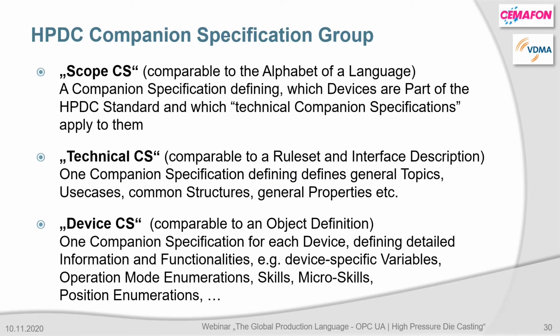Our companion specification will be made of multiple documents. There will be a scope companion specification, which defines which of the technical and device companion specifications belong to high pressure die casting. The technical companion specification defines rules and specifications for all devices that are under the umbrella of high pressure die casting. There will be one companion specification giving out the major regulations and different device specifications for all the different devices inside of our cell, always referencing the technical companion specification, and the scope is wrapping up these companion specifications.